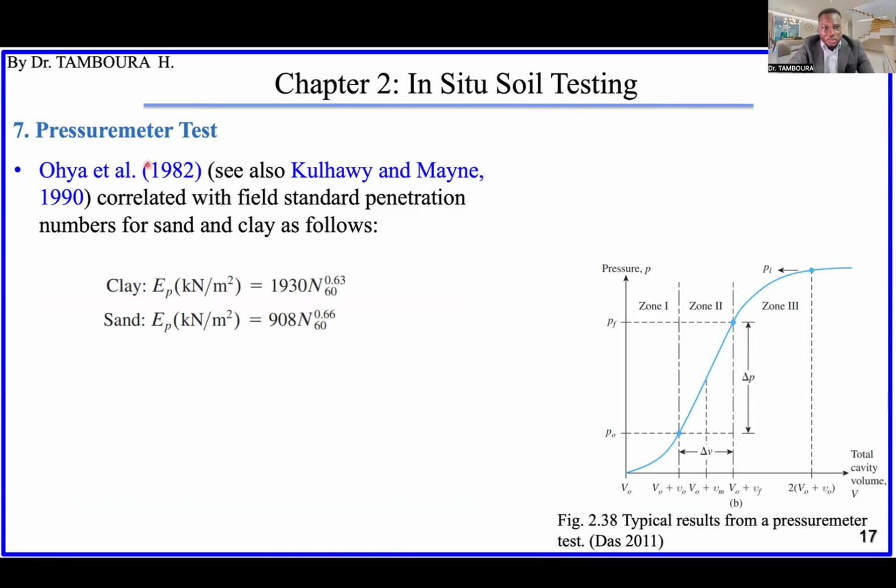These references try to obtain a relation between the field standard penetration test number, the standard penetration test we discussed before, and the pressuremeter modulus. So the pressuremeter modulus for clay can be obtained from this formula using N60, meaning the N value. Okay, in sand, use this formula.